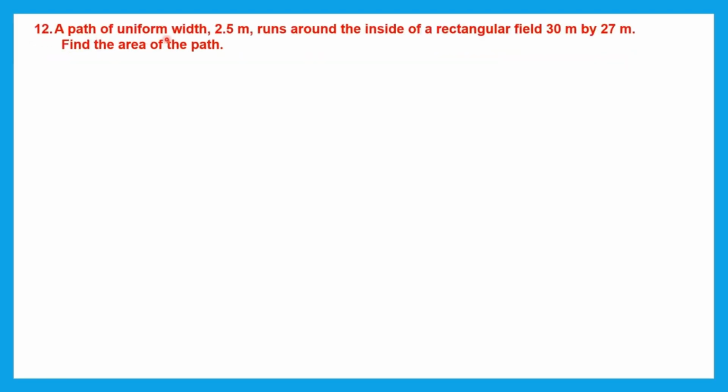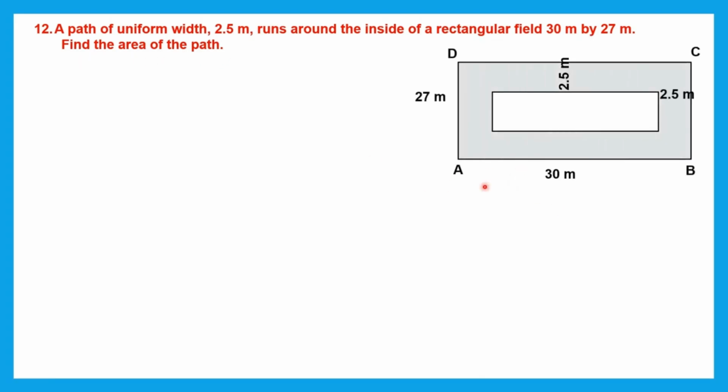Question 12. A path of uniform width 2.5 meters runs around the inside of a rectangular field 30 meters by 27 meters. Find the area of the path. Okay, let's understand this. So this is the figure. A path of uniform width, that is, this grey portion is the path and it is 2.5 meters on all sides. That's the width. Now this runs around the inside of a field. So this is the rectangular field and the path is inside the field. And the measurements of that rectangular field is given, length and breadth. Now we are asked to find the area of this path.